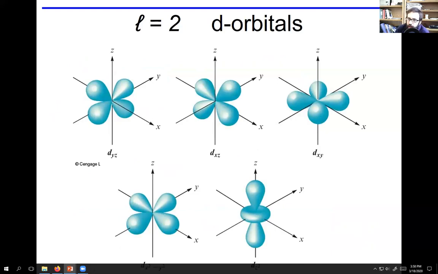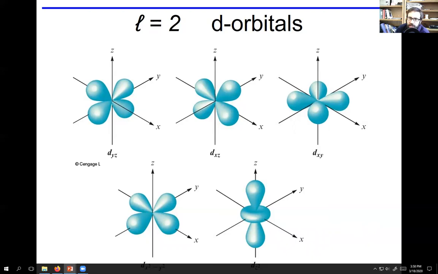l equals 2. Those are called d orbitals. Those are shaped like this. There's a cloverleaf, a cloverleaf, a cloverleaf, a cloverleaf. They have certain names: yz, xz, xy, x squared minus y squared. z squared looks a little different, a lot different depending on your definition of different.